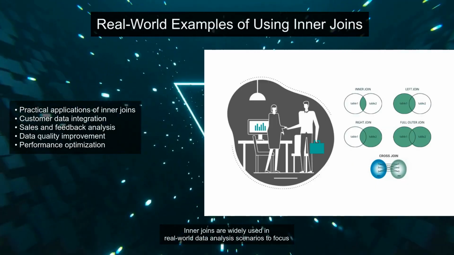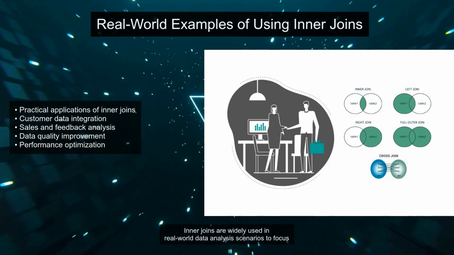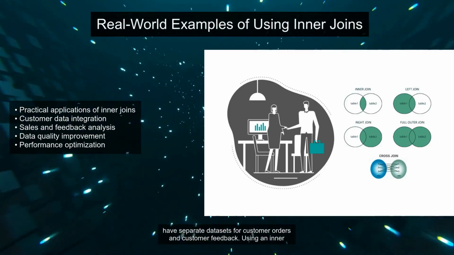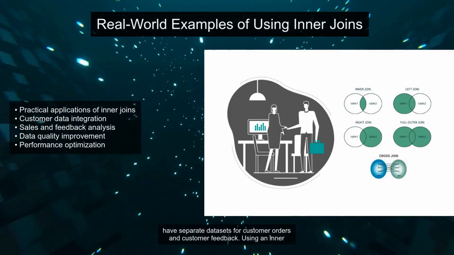Inner joins are widely used in real-world data analysis scenarios to focus on intersections between datasets. For instance, in a retail environment, you might have separate datasets for customer orders and customer feedback.